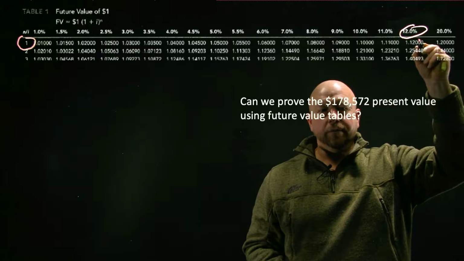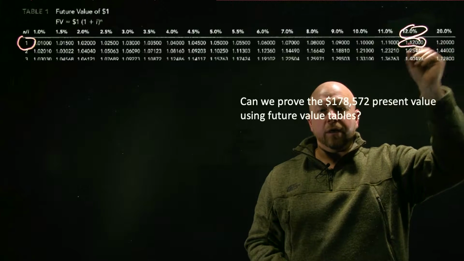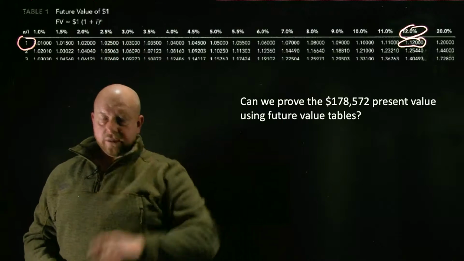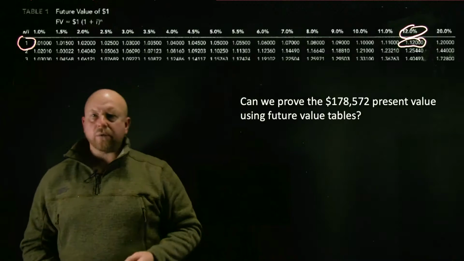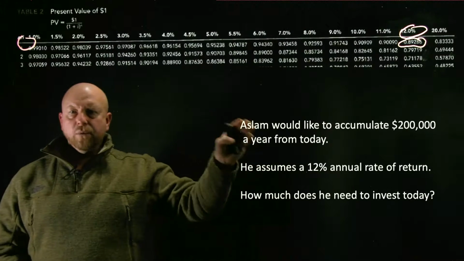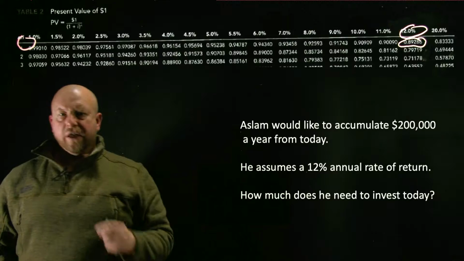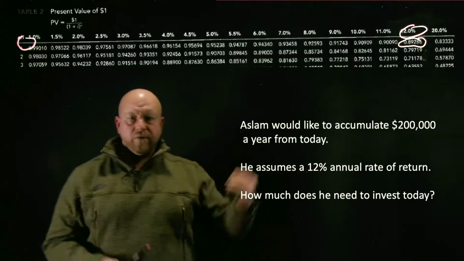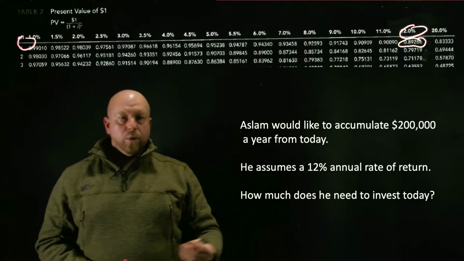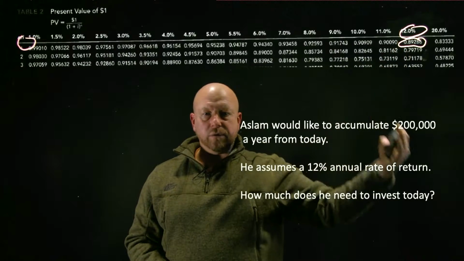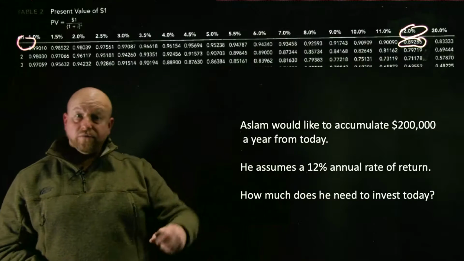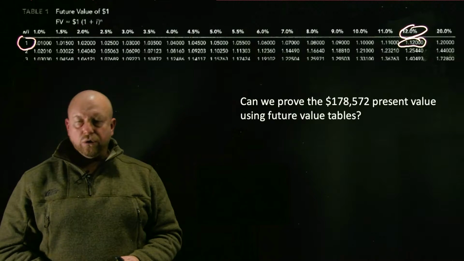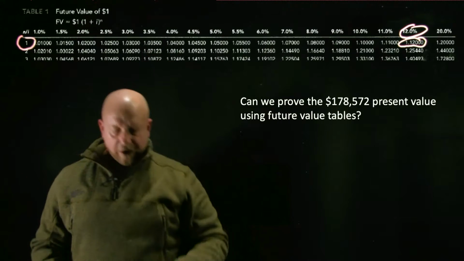Well, let me just prove it to you, okay? 12% rate, 1 year, but now we have a different table. Take a look. This is the future value of $1. I'm going to go back one slide here. The table we were looking at a minute ago was the present value of $1. And the multiplier is less than 1 because present value is always going to be a smaller number. And we used that multiplier times 200,000 to come up with the present value, which is $178,572. Now we're using a future value table.